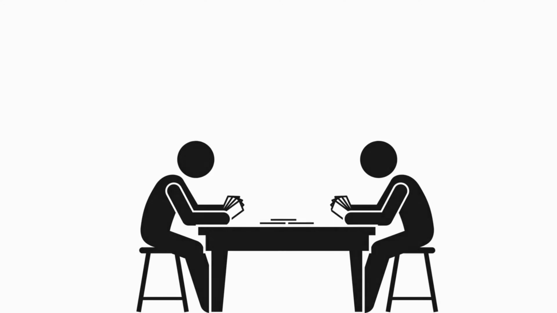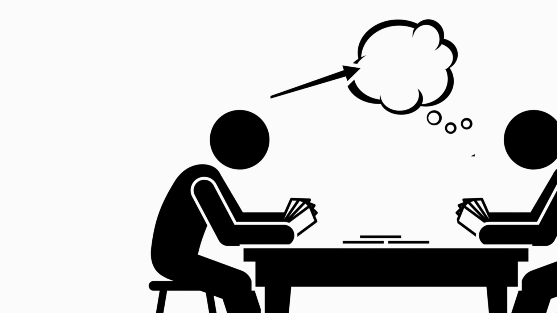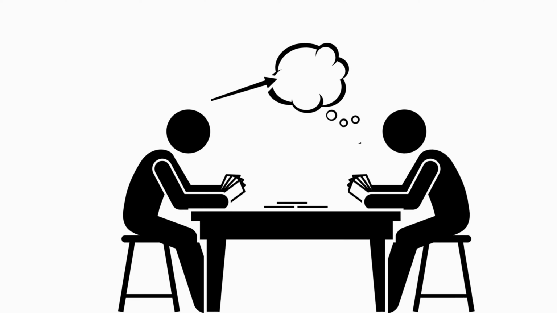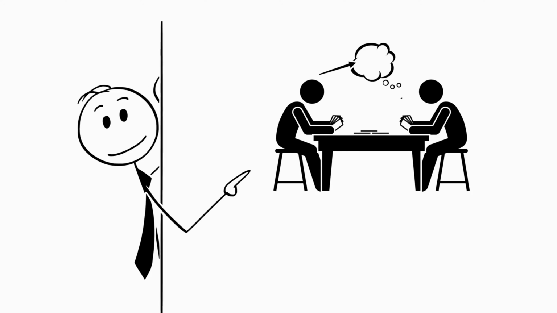For example, if you're playing poker, you know your own cards, but you don't know your opponent's cards. You make decisions based on your cards and your beliefs about what cards your opponents might have. The key to success is to make the best possible decision based on this limited information.